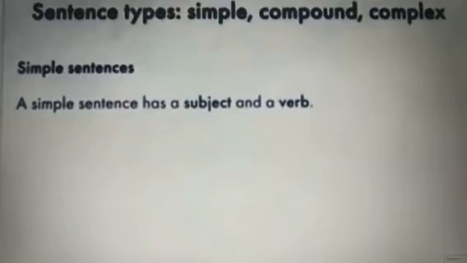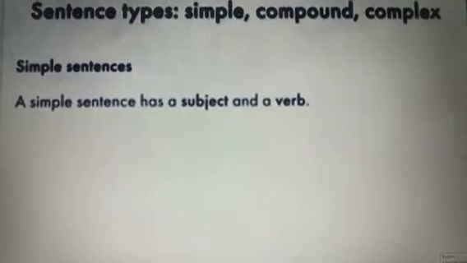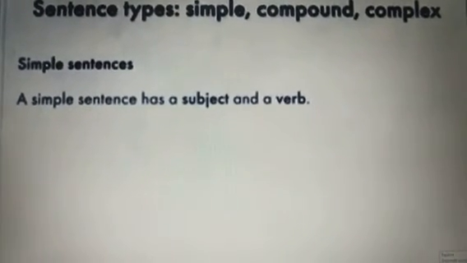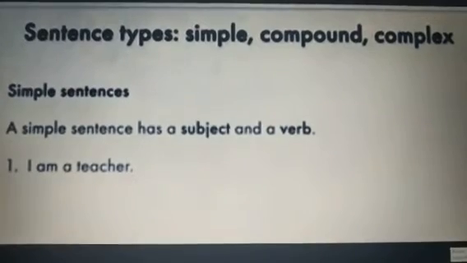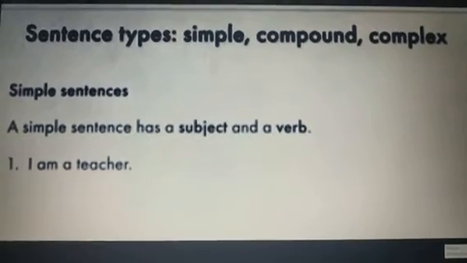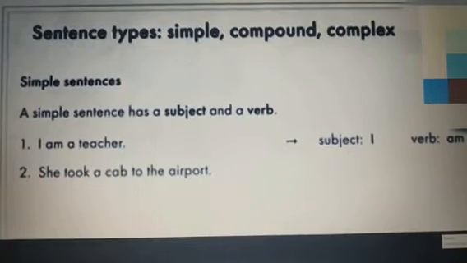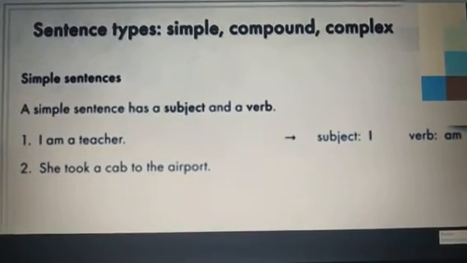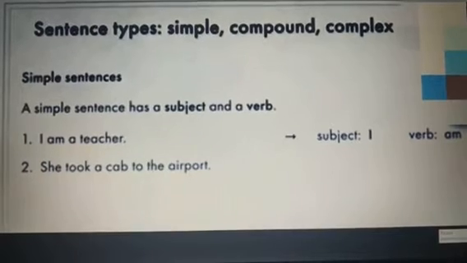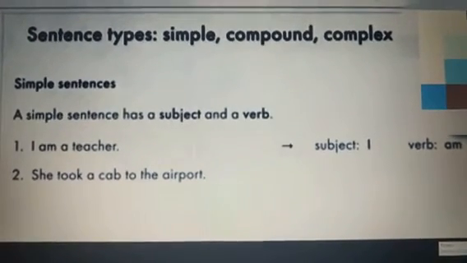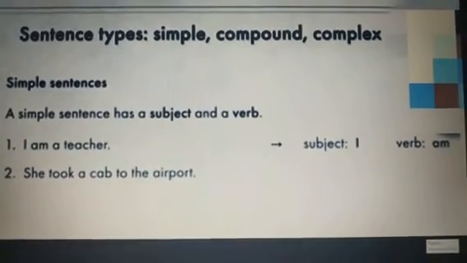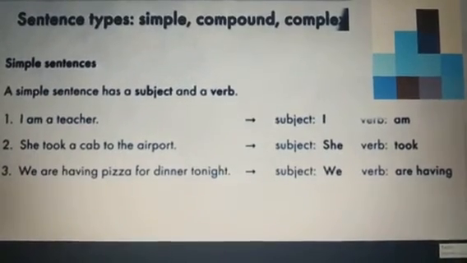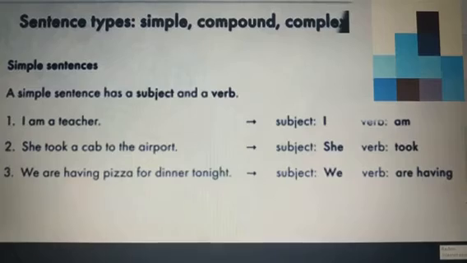So let's begin. Now, what is a simple sentence? A simple sentence is just a sentence that contains the subject and a verb. For example, I am a teacher. Here the subject is I and the verb is am. Here's another example. She took a cab to the airport. Now, can you identify the subject and the verb here? The subject is she and the verb is took.